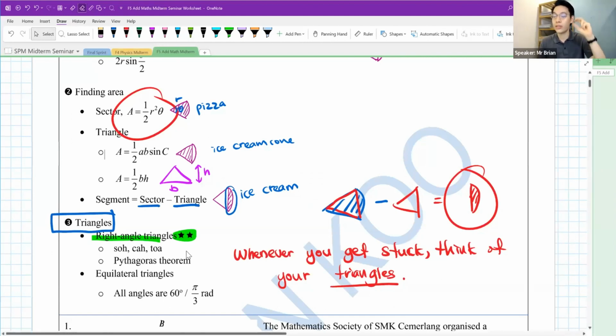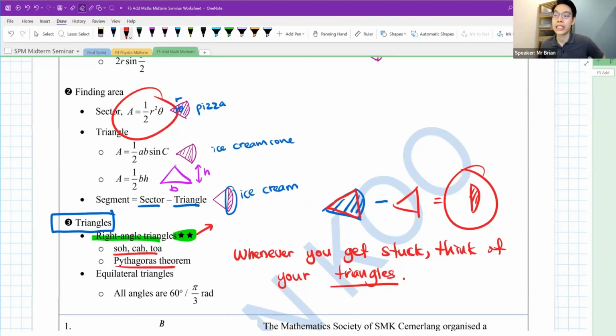This is when you think of your triangles. Trust me about it. You go and look at it. Do you think you can get a right angle triangle or not? Maybe then you can use SOHCAHTOA. Maybe then you can use Pythagoras theorem. Usually it's these two. So right angle triangle is very helpful in that sense.